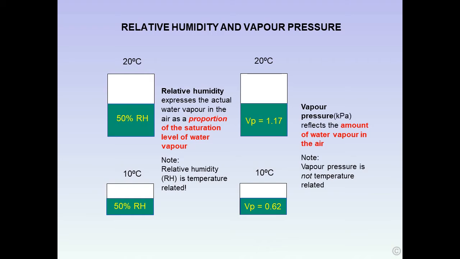In relation to vapour pressure, this simply reflects the amount of water vapour in the air. And note, unlike relative humidity, vapour pressure is not temperature related. We could double the size of the bucket, say at 20 degrees, treble it, quadruple it, but we would still have the same amount of water vapour in it. It would not make any difference.